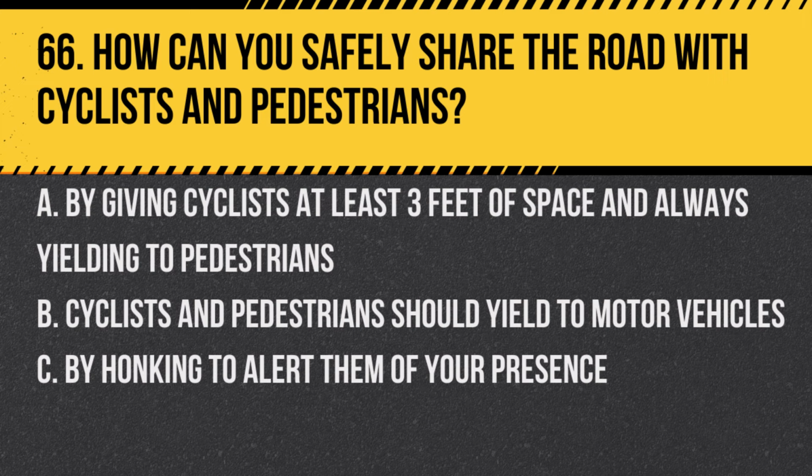Question 66. How can you safely share the road with cyclists and pedestrians? A. By giving cyclists at least 3 feet of space and always yielding to pedestrians. B. Cyclists and pedestrians should yield to motor vehicles. C. By honking to alert them of your presence. Answer: A. By giving cyclists at least 3 feet of space and always yielding to pedestrians. This promotes safety for all road users.